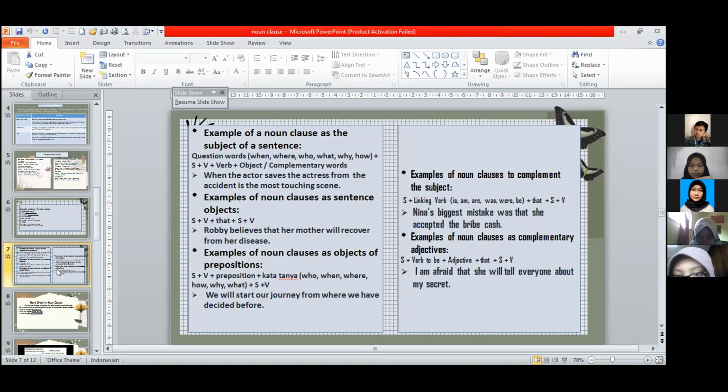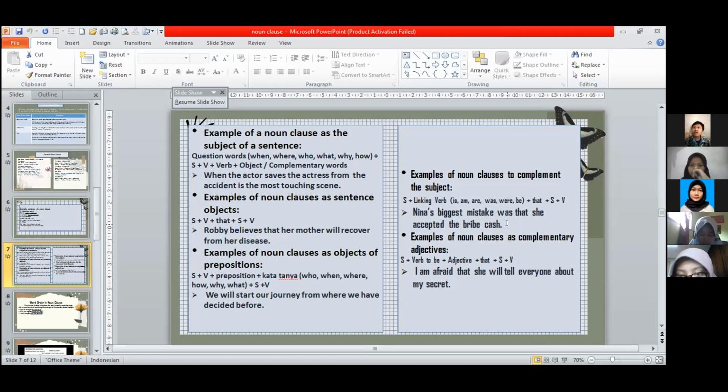Example of noun clause to complement the subject. Nina's biggest mistake was that she accepted the briefcase. In here we use the formula subject plus linking verb, that is was, plus that plus subject plus verb.